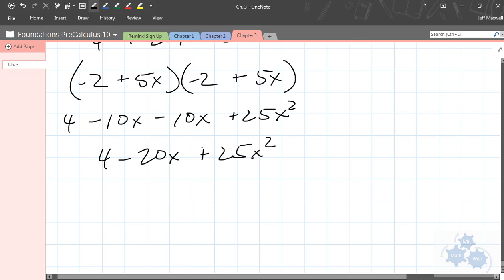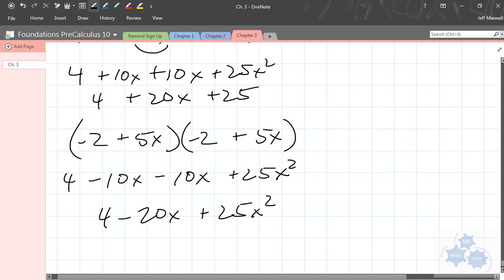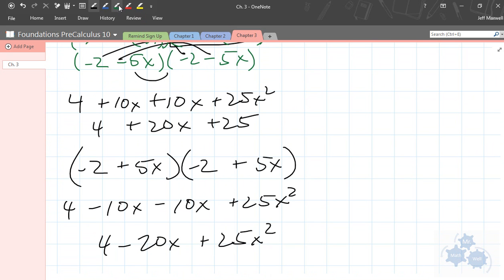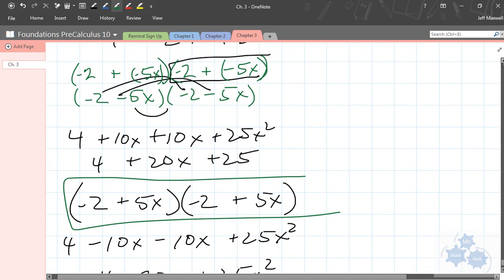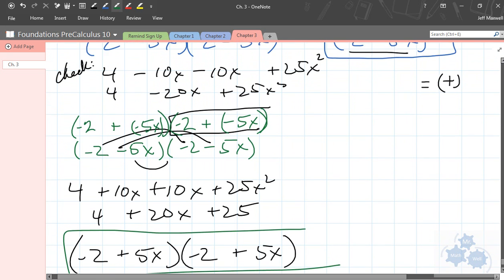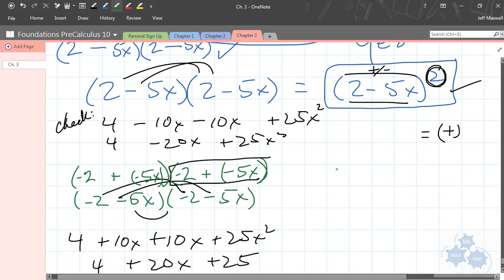Okay? So, what does this mean? Does this mean that we did something wrong here, or could there possibly be two answers? And this kind of comes back to what I was just saying up here about this right here. If you had negative 2 plus 5x, and you squared it, you would get the exact same answer as if you squared 2 minus 5x.